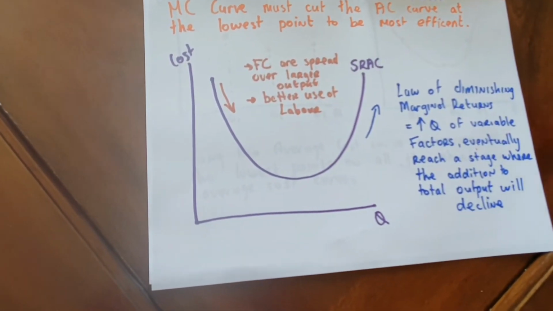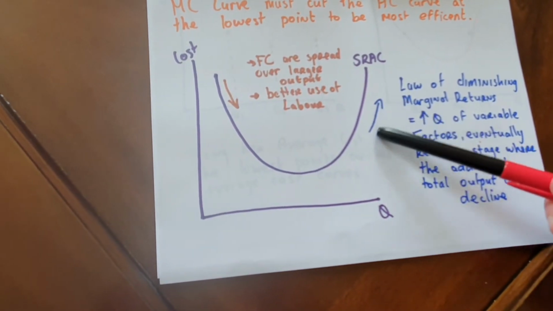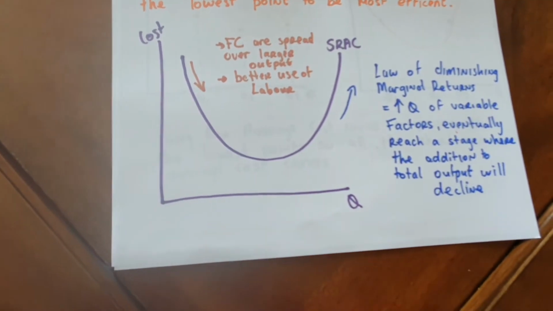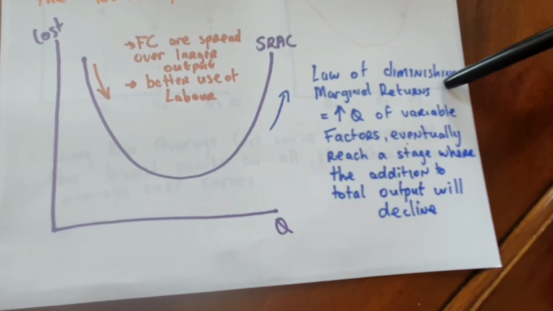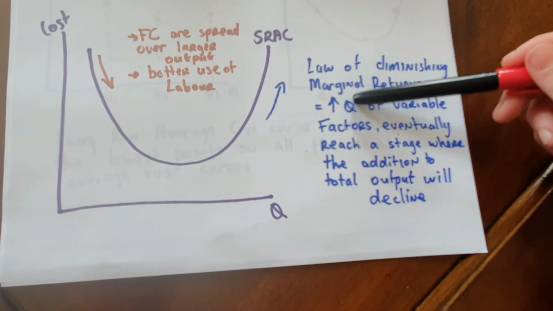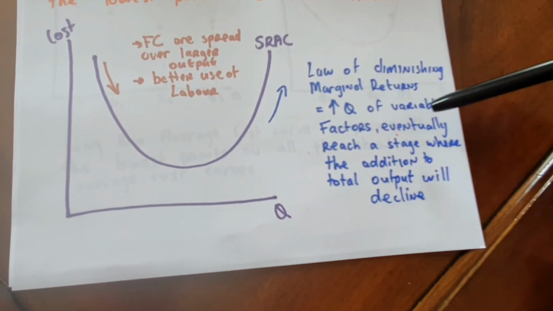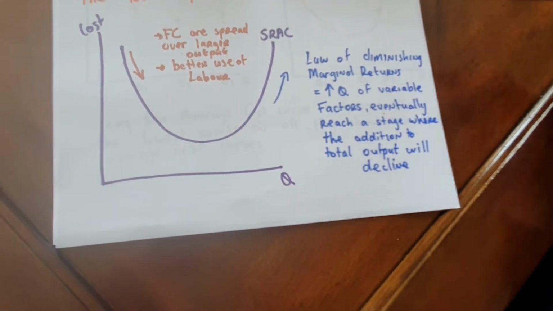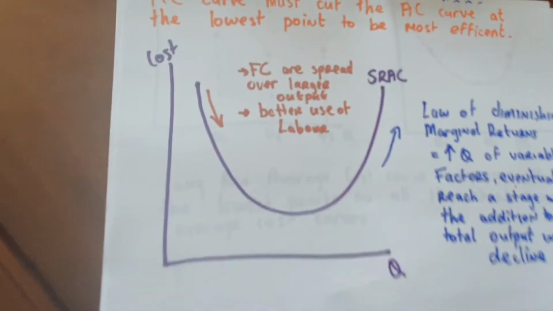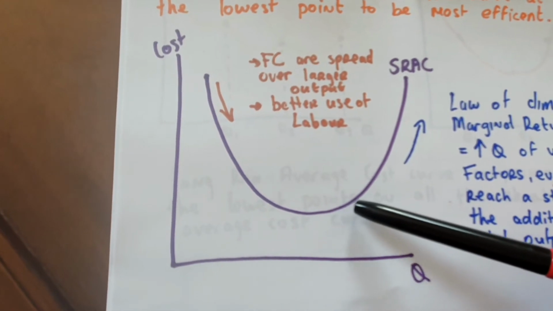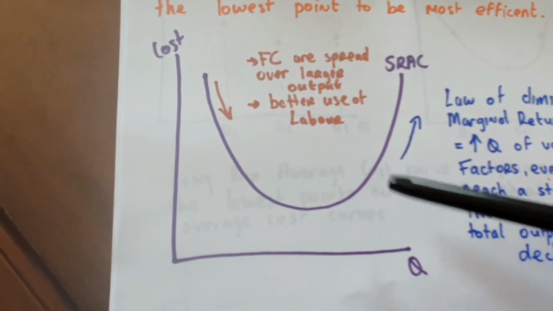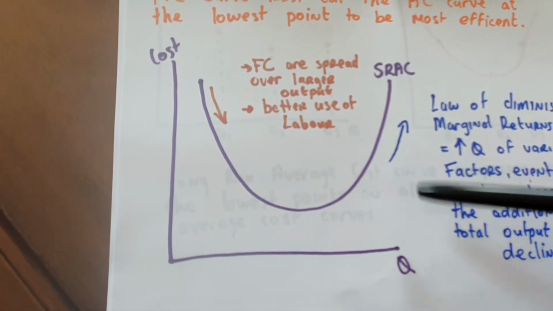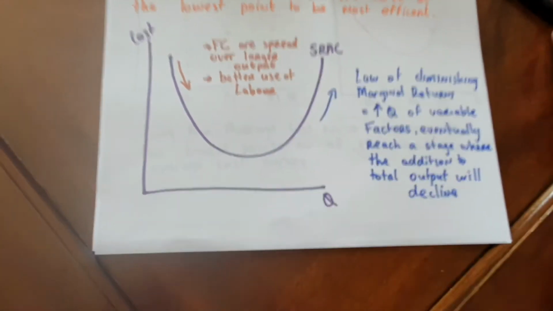But then it begins to slope upwards, and the main reason behind that comes down to the law of diminishing marginal returns. So that law states that an increase in the quantity of variable factors eventually reaches a stage where the addition to our total output will decline. So there will come a stage where we can add more and more variable factors, but all it's going to do is drive the costs back up. It's not going to benefit our costs anymore.